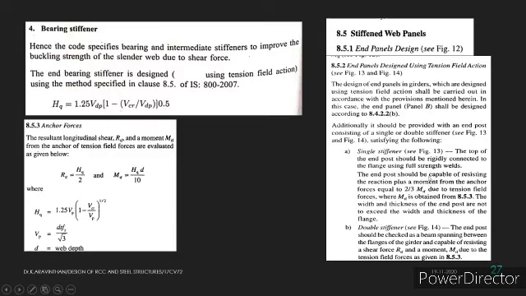The end post should be capable of resisting the reaction plus the moment from the anchor force equal to 2/3 of this moment. This moment force is tension which acts on the compression flange, due to this tension field force, where MTF, that is moment at tension field, TF indicating tension field, is obtained from 8.5.3. Yes, let us go to 8.5.3 and see how to check this. There you have a formula.